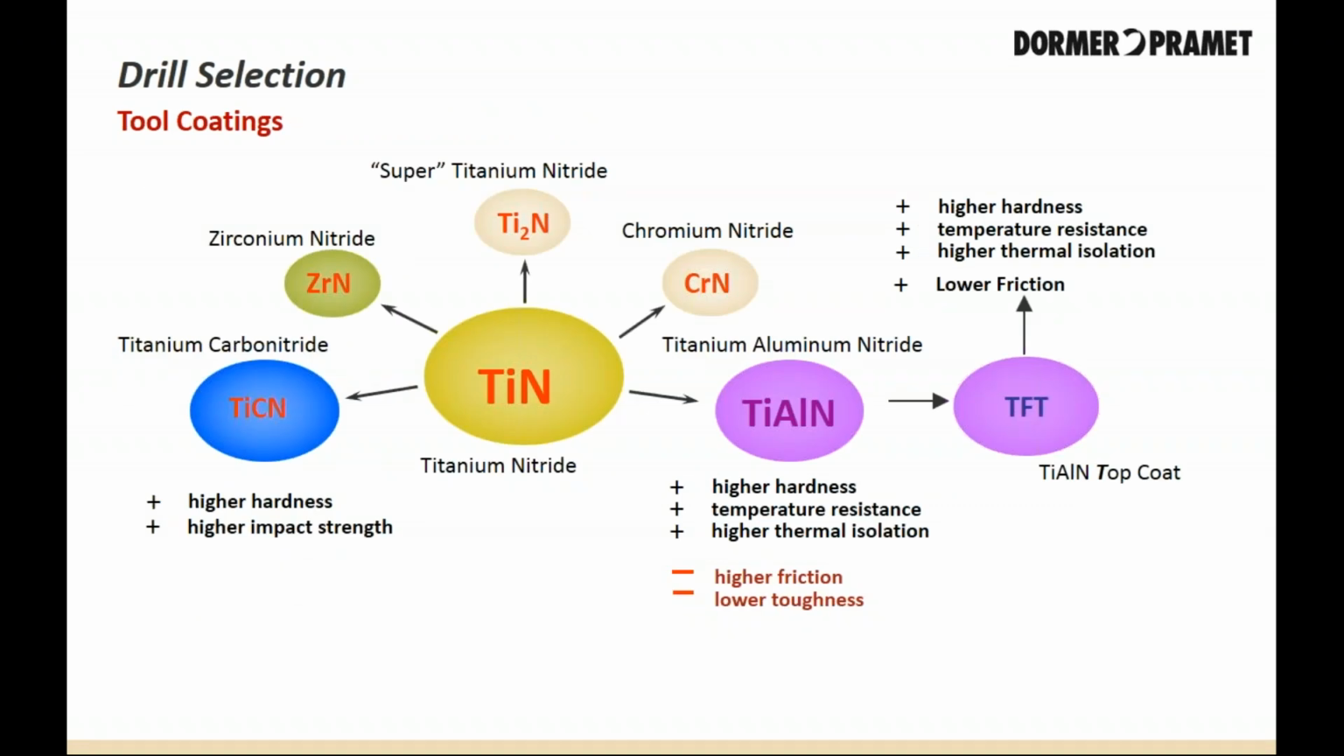There are several tool coatings in the market today. Tool coatings have all evolved from the original TiN coating, which was originally developed way back. Each of these coatings have been developed specifically for better performance or longer tool life in certain materials and certain conditions. This slide shows only some of these coatings that are in the market today.